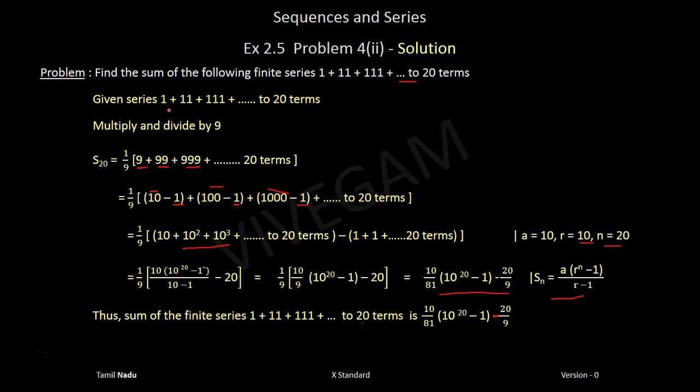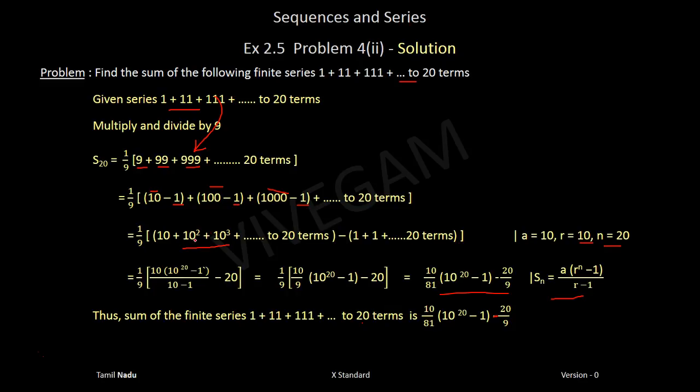So what did we do? We multiplied and divided it by 9. When you multiply this series by 9, you'll get 9, 99, 999. So that is what comes here, and dividing it by 9, I'm keeping it outside. So 1 by 9. Now 9, I'm writing as 10 minus 1, 99 is 100 minus 1, 999 is 1000 minus 1. You can split this whole thing into two groups: all the 10s together, 10, 100, 1000, and all the 1s together. This 1 is added 20 times, so that will get you 20.